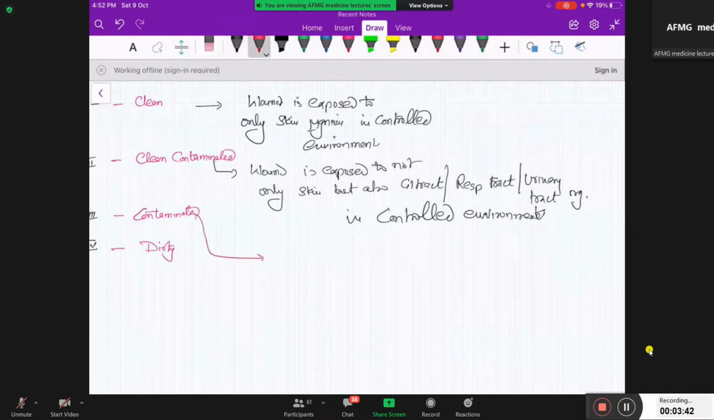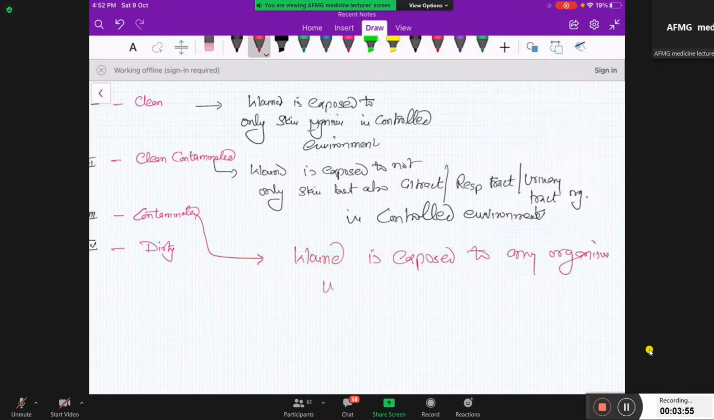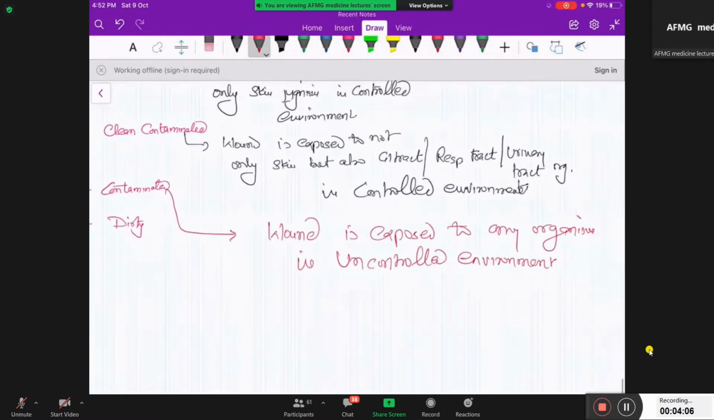Contaminated wound is one where the wound is exposed to any organism in an uncontrolled environment.